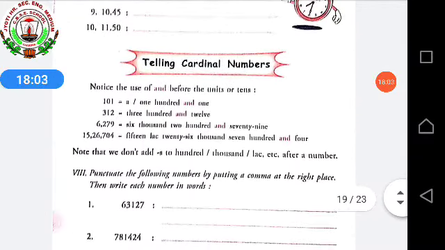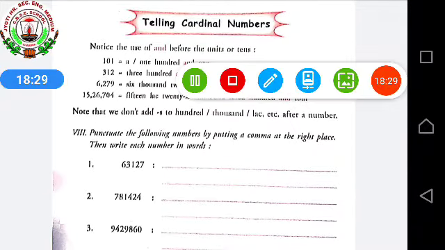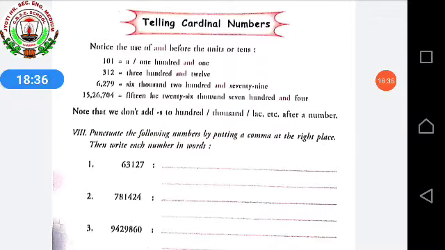So let's see. Telling cardinal numbers. Notice the use of 'and' before the units or tens, where we have to put 'and' before the units or tens. You know, no? Units, ones, tens, 100, 1000, 10,000. Is it? So, examples are also given: 101, 312. All these examples are given. Now, what you have to do? Punctuate the following numbers by putting a comma at the right place. Then write each number in words.